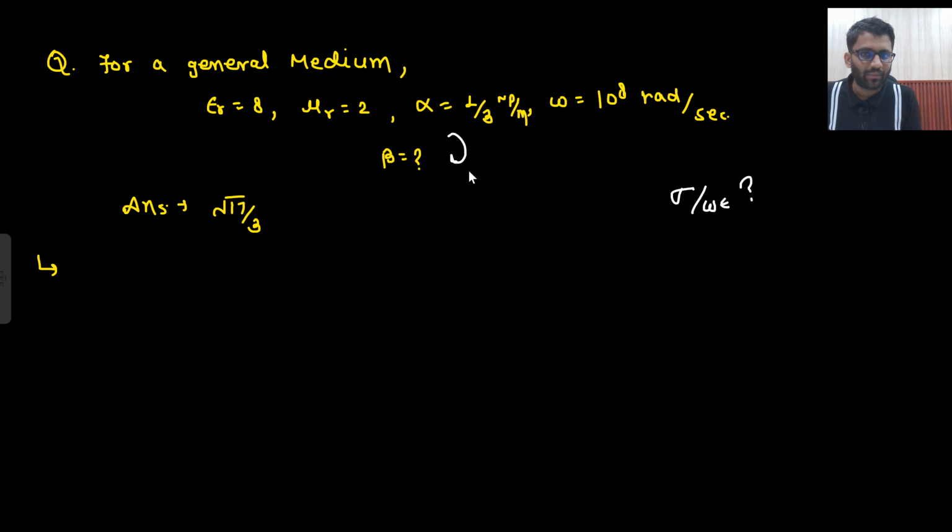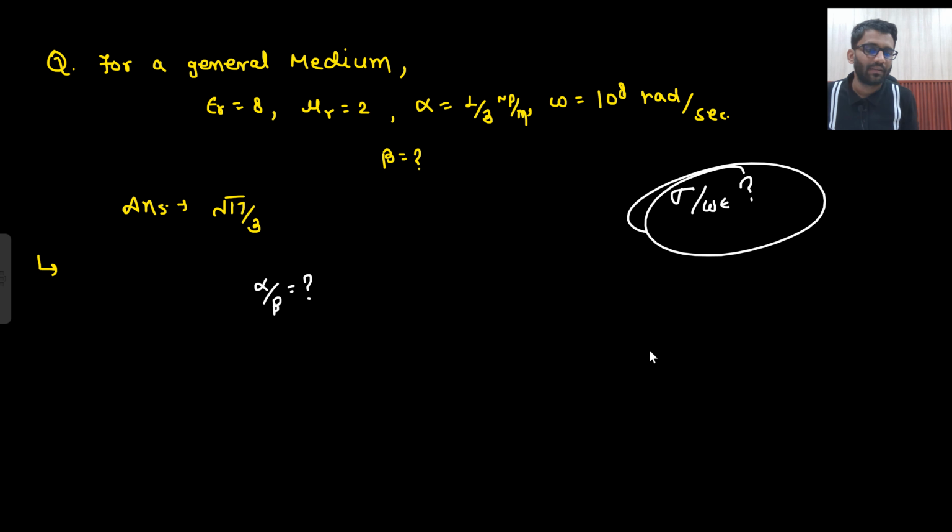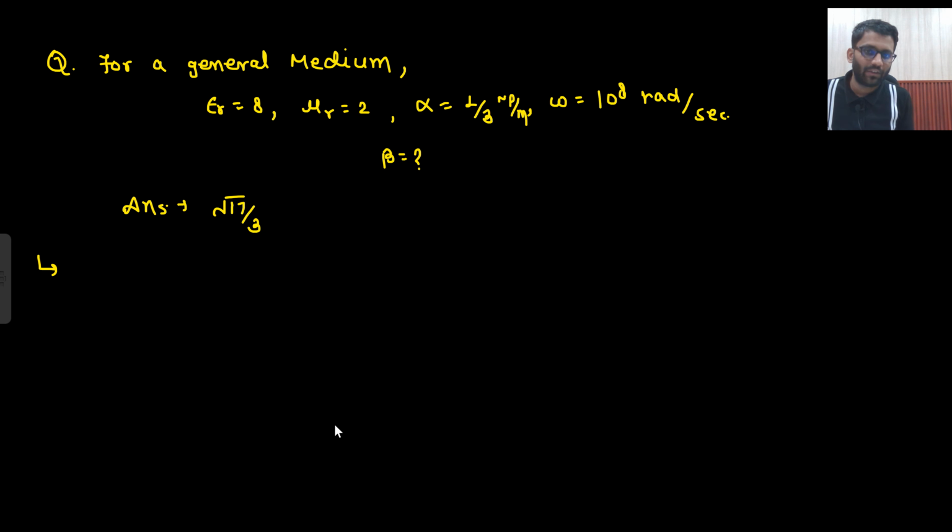Look, if alpha is given and you need to find beta, then we always apply alpha by beta. I told you this in the last lecture, that you always find alpha by beta. From there you can get the expression. But I don't have the value of sigma by omega epsilon. So first let's try finding the value of sigma by omega epsilon. So I have the value of alpha. What is the expression of alpha?